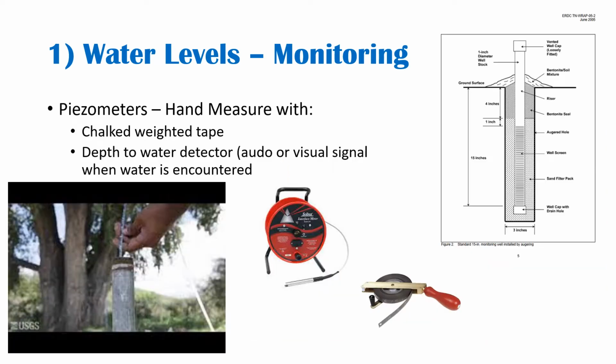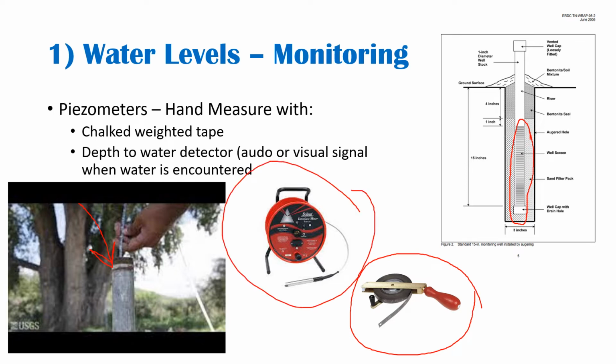Another way to monitor water levels is to install piezometers, which are basically wells that are dug into the ground and they have a fine mesh screen or some other type of screen on the bottom that only lets water in and it doesn't let other sedimentation or mud in. And what you can do is, like in this photo, you can drop a water level reader down the well. They have 2 different types. They have a weighted tape down here that you can put chalk in all over. And then they also have this one that is more of an audio or visual signal.